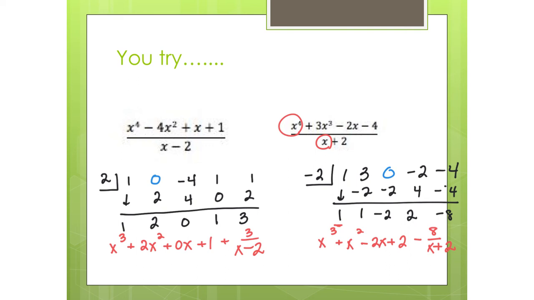This process cannot be used if you are dividing by anything greater than a linear term. So you have to use long division when you divide by your quadratic. Example.